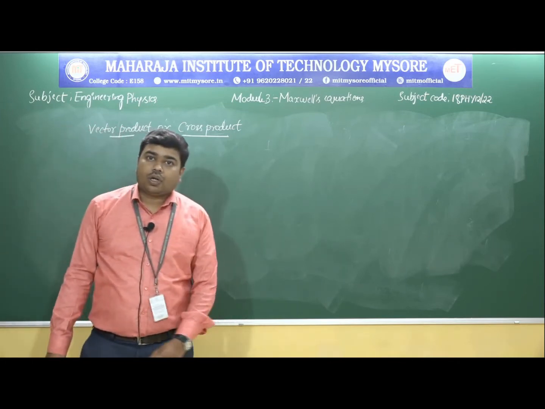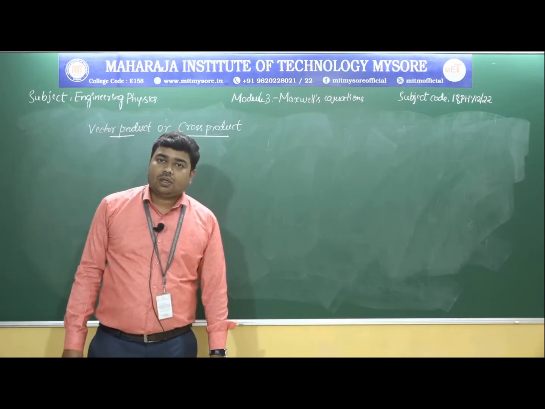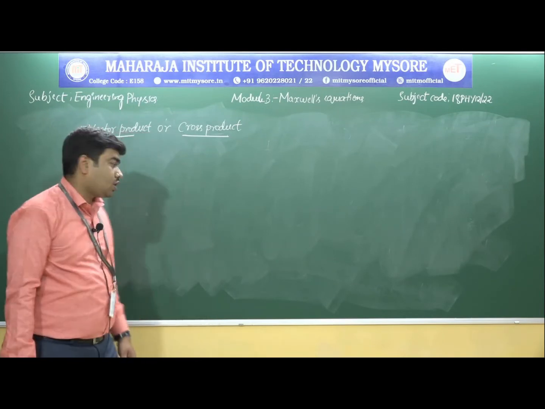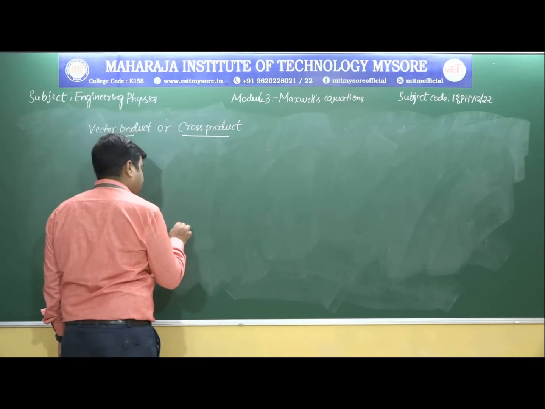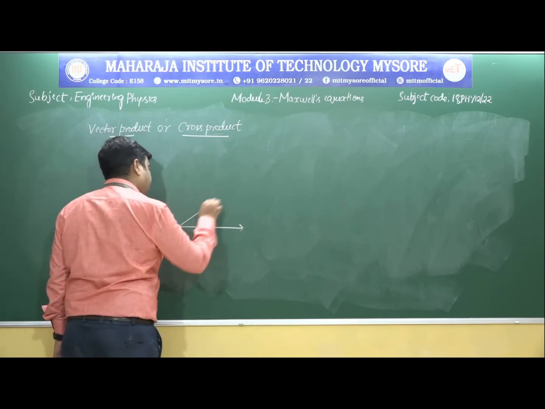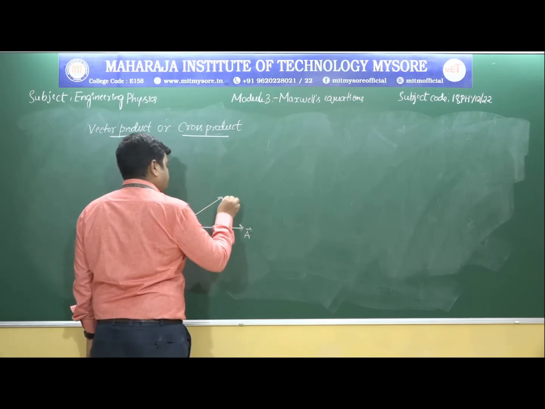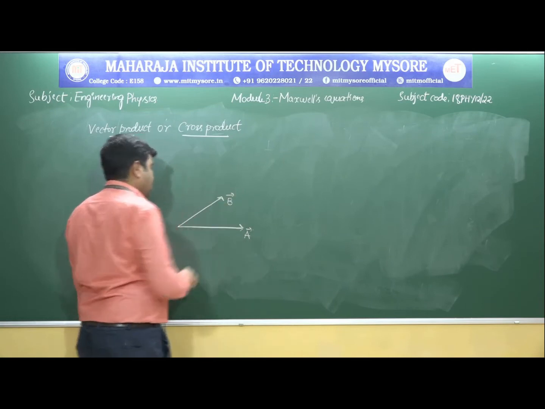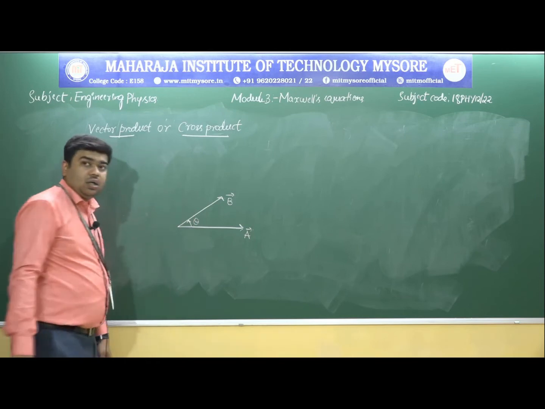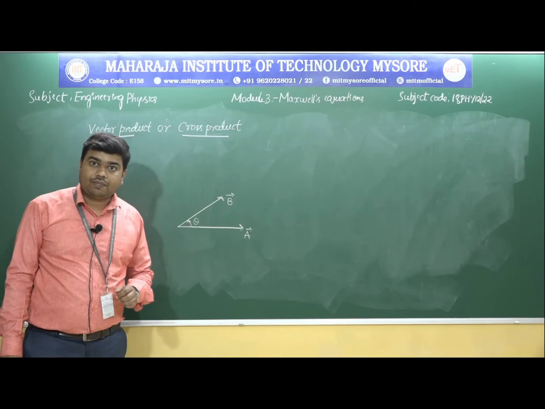Now, next kind of product is vector product or cross product. Now, what is meant by a vector product or a cross product? Now, let us consider two vectors, vector A and vector B, and let there be an angle theta between those two vectors, vector A and vector B.